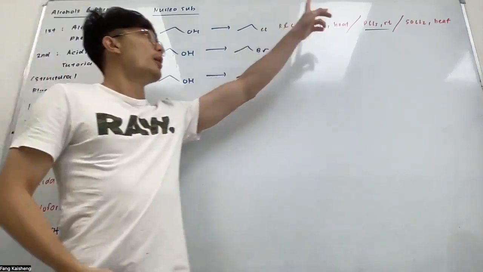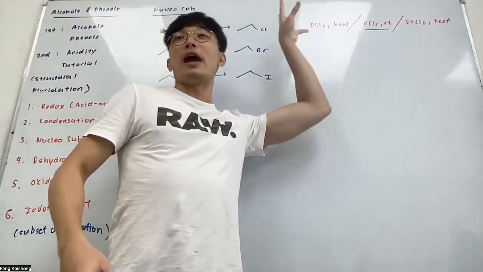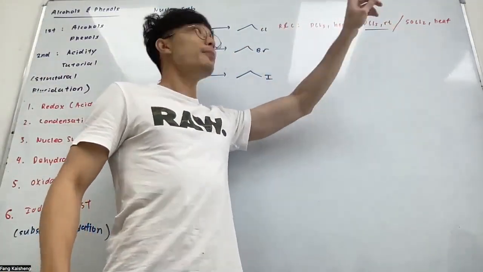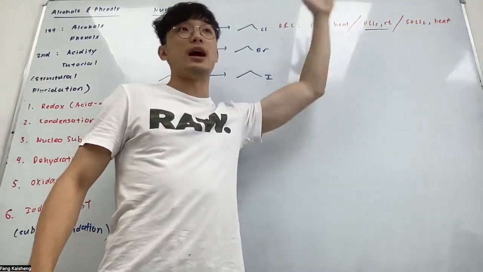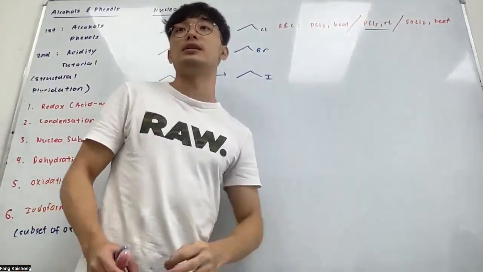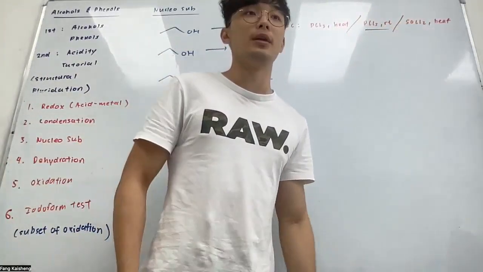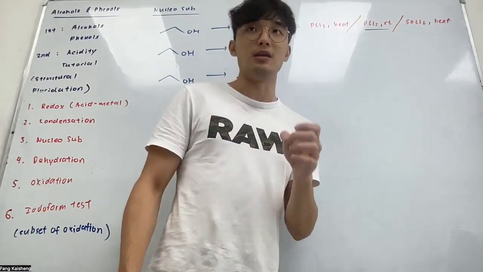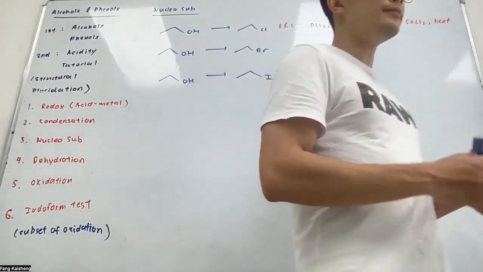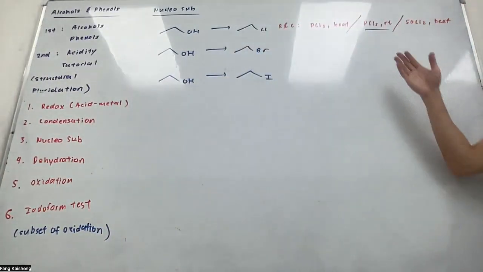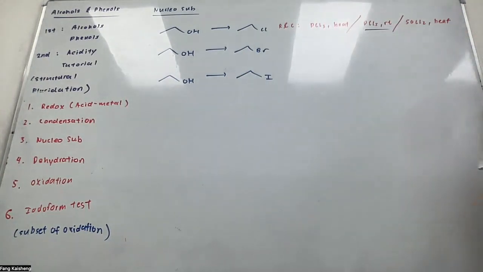You pick a favorite, but you must recognize all three. Don't pick a favorite and forget about the other two. Because in an example, if they print SOCl2 and heat, then you'll be like, what is that? Cannot. So you must recognize it at least. When they ask you to write the reagent and condition, I will just write the one in the middle.